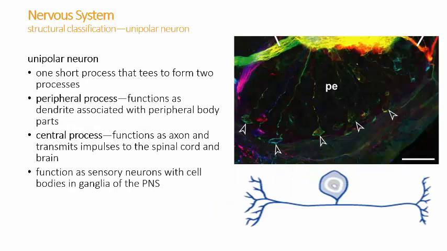And then the third type of structural classification would be the unipolar neuron. As the name suggests, there's only one process, and it's a short one, that extends from the cell body. There's the process, and then it tees very quickly into two processes, one to the right and one to the left. The peripheral process functions as the dendrite. It brings information toward where the cell body is found, and the central process is what we call the efferent process that carries information away from the cell body, and it functions as an axon.